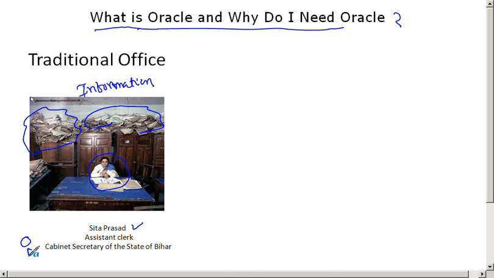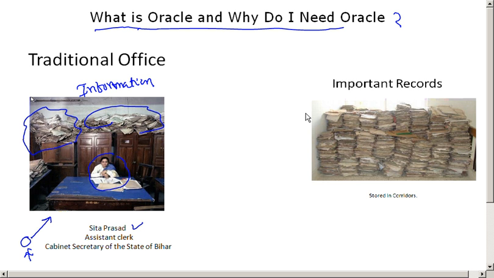Whenever you go there as a user, you ask her for some sort of information. What she does is she first tries to figure it out here. What happens when the information you are seeing here overflows? In that case, sometimes important records are stored in the corridors. So whenever we fill the records inside that box in her office, those things finally spill into the corridors.